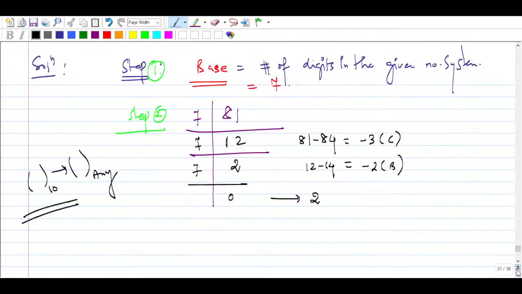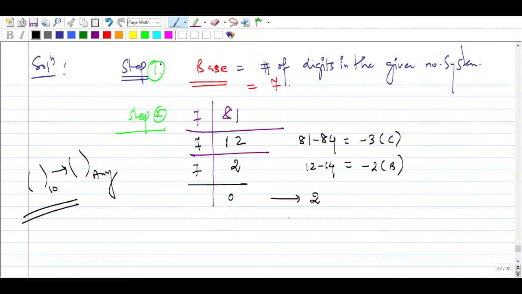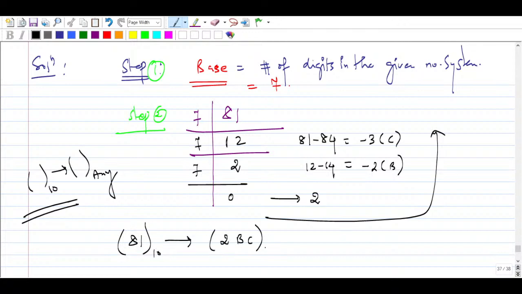So this is a very good question, and it is completely different from the same story we are doing, but this time they have given some different number symbols. From this question we are learning more. Now you can collect from bottom to top. What is 81 in the given number system? That is BC. The base is 7. This is the answer. I hope this makes sense for everyone.